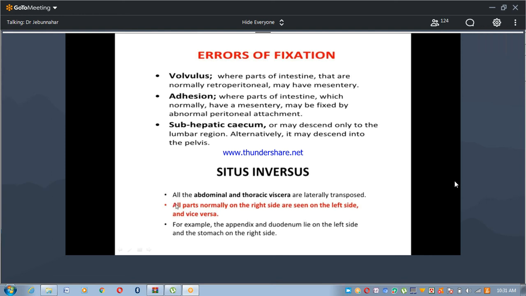And situs inversus means all the abdominal and thoracic viscera are laterally transposed. All parts normally on the right side are seen on the left side and vice versa.